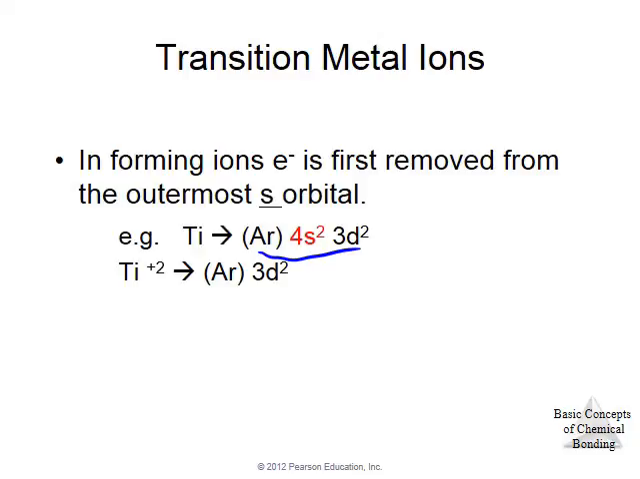When you want to get titanium plus 2, that means you need to remove 2 electrons. Those 2 electrons would not go from 3d, rather they would go from 4s. So that's the major difference between transition metal ions and non-transition metal ions. They usually go from the closest s subshell rather than the d subshell.